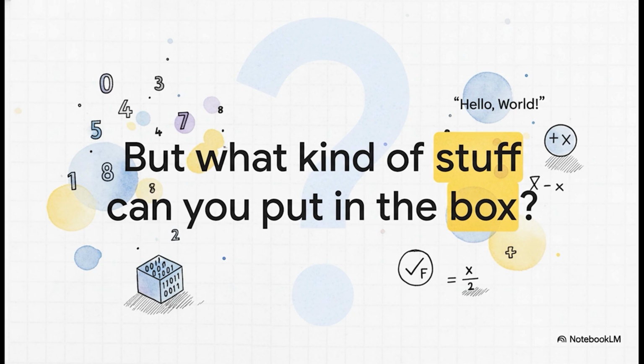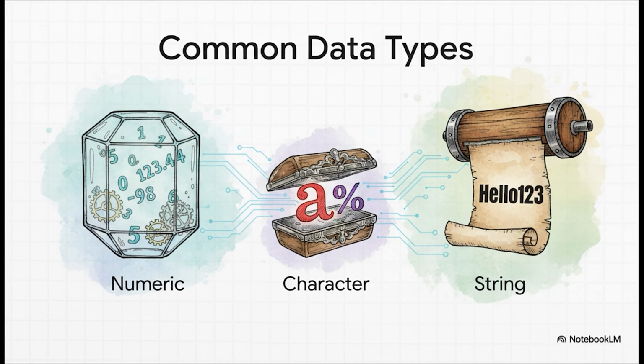Okay, so that's the next big question, right? We've got these boxes, but can we only put numbers in them? Or can they hold other kinds of information too? And the answer is a big yes, they absolutely can. You see, you've got different types of boxes for different types of stuff. You have numeric variables, which, you guessed it, hold numbers. Could be whole numbers, could be decimals. Then you have character variables, which hold just one single letter or symbol. And maybe the most common one you'll see is a string, which is just a fancy word for any piece of text, like a username or a welcome message.